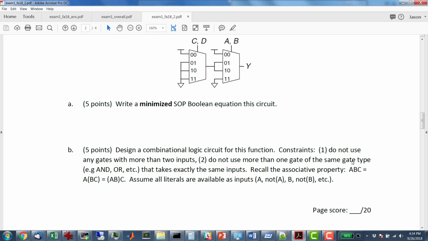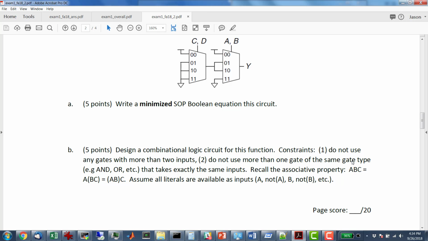Yes? Can you explain the second caveat? Do not use more than one gate of the same. Right. So that would be if you had 2 of these guys. What I wanted you to do was take advantage of Boolean sub-expressions that have already been calculated by another gate, and then you can just fan them out. You can split them out and share.